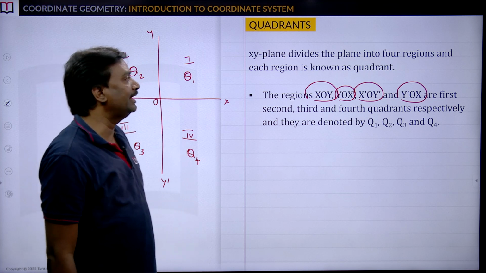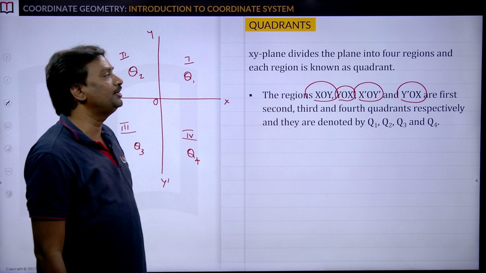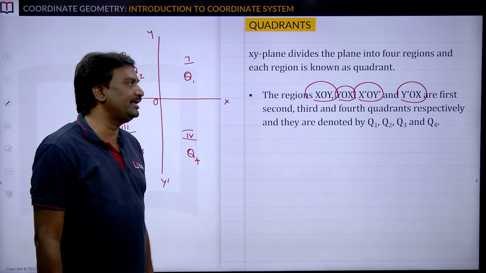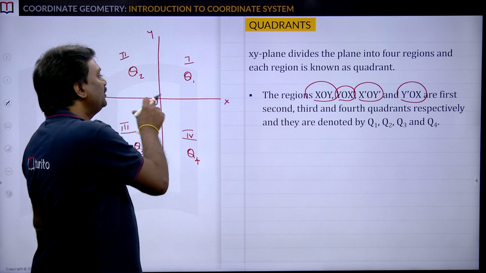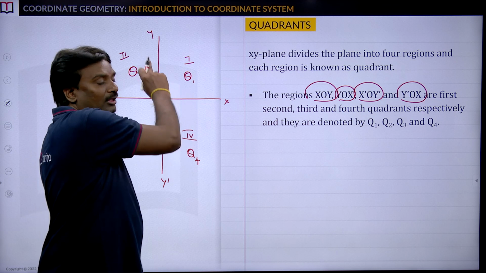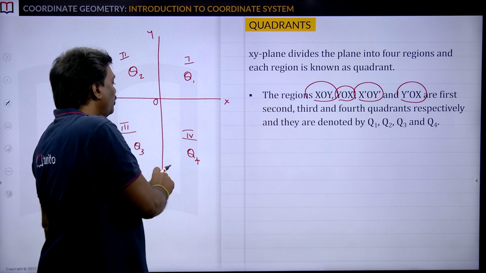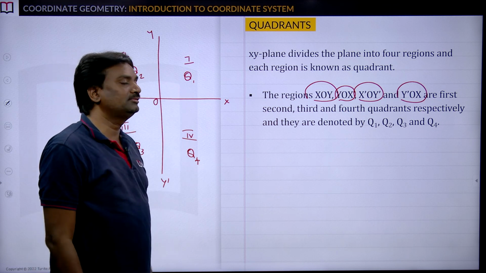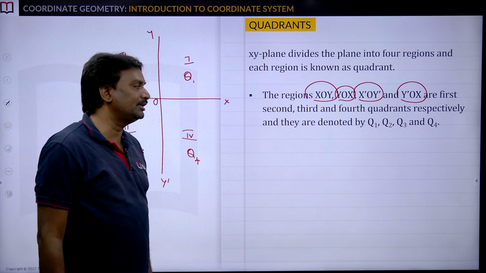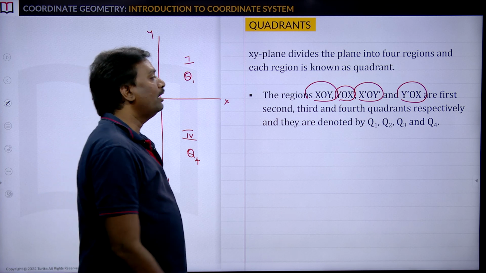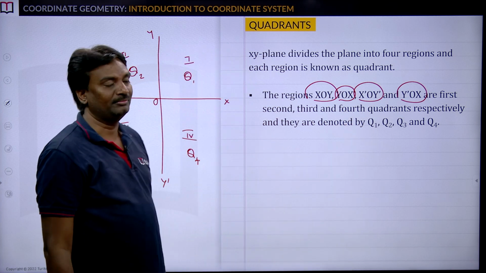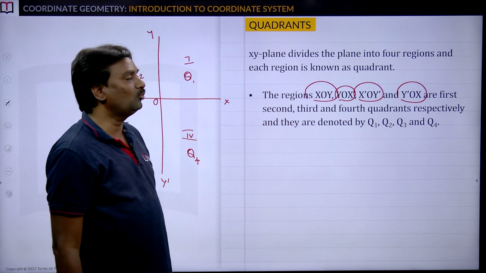So quadrant means the xy plane divides the plane into 4 regions and each region is known as a quadrant. With respect to this figure, XOY, YOX', X'OY', Y'OX are called the first, second, third and fourth quadrants respectively, and they are denoted by Q1, Q2, Q3, Q4 respectively. Hope you understood about the quadrants.